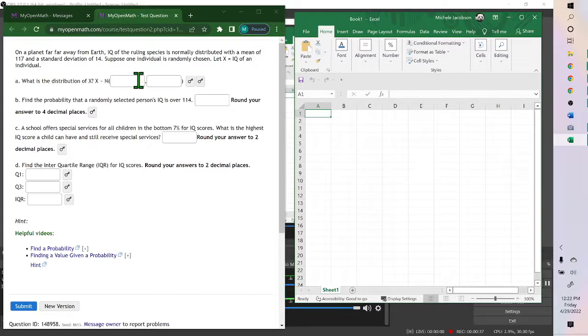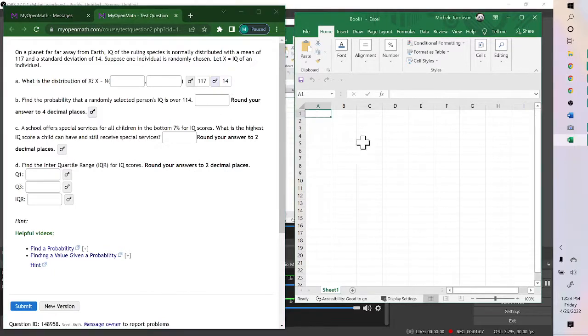Now the distribution, they have you write it so that when you're finding the other values, you have it right there. But as long as this is capital X and not the X with the line over it for the mean, this is always the mean, 117, and then the standard deviation, which in this case was 14. To find the probability that a randomly selected IQ is over 114.